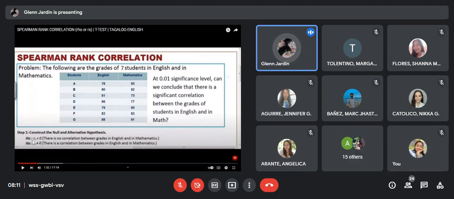But, pag nakita ko may H sub O kayong tama, then you can proceed to step 2. Okay? Tingnan nyo lang. State nyo lang, there is no correlation between X and Y. In this manner, kasi English yung X and Y mathematics, palitan natin, there is no correlation between grades in English and mathematics. That is now your null hypothesis. Okay? Tingnan pa natin.